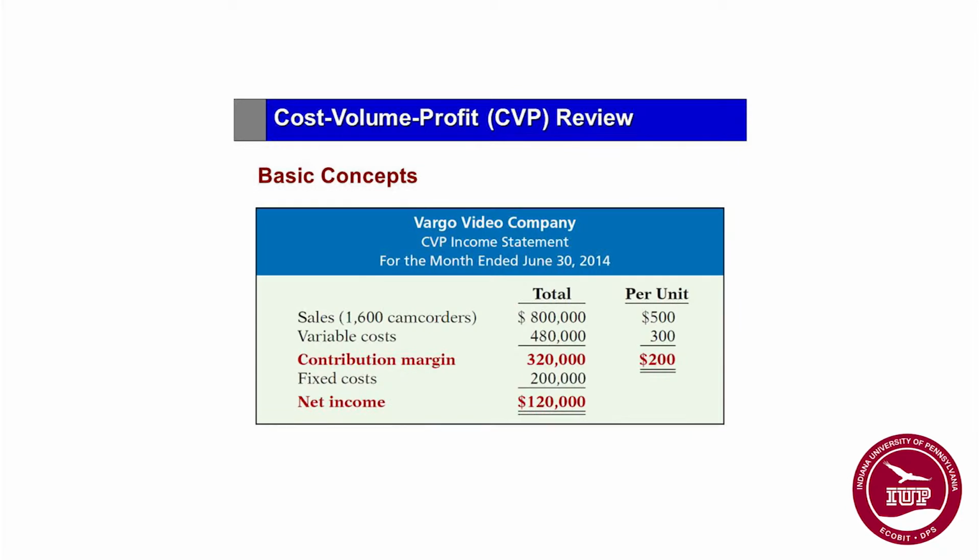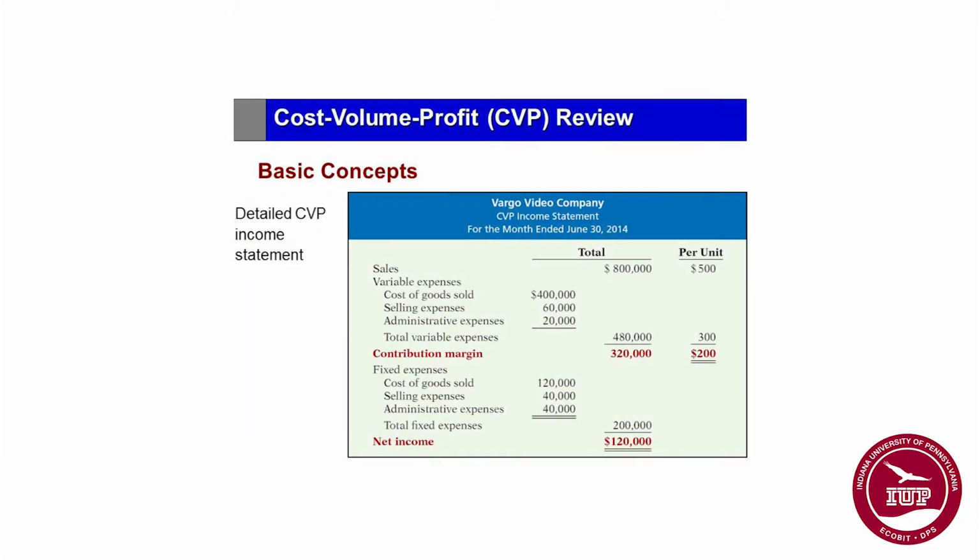In the CVP analysis, we are going to use a special income statement format which distinguishes between fixed and variable cost. It will report the contribution margin, and I'll show you an example of that. In general, the CVP or variable format income statement will show your sales less variable cost. Sales less variable cost will give you the contribution margin.